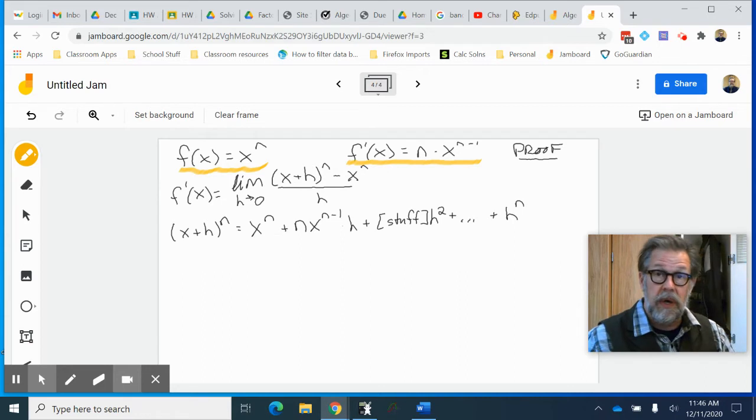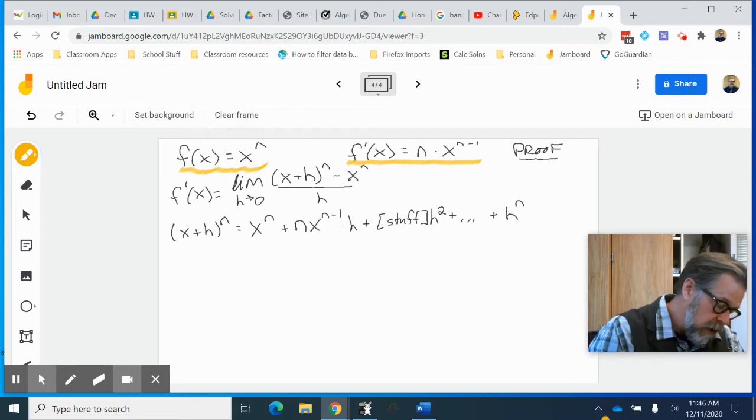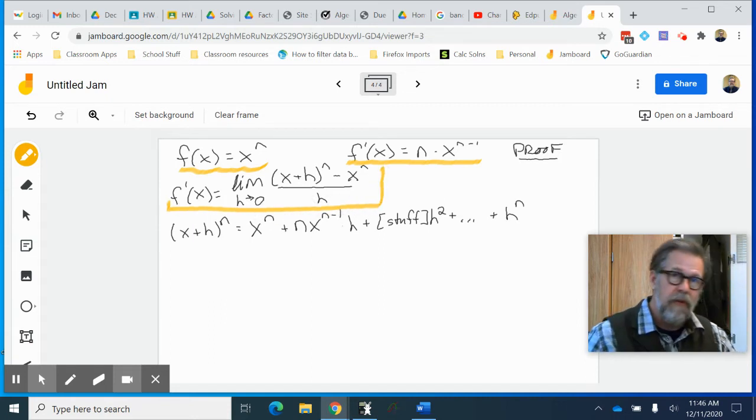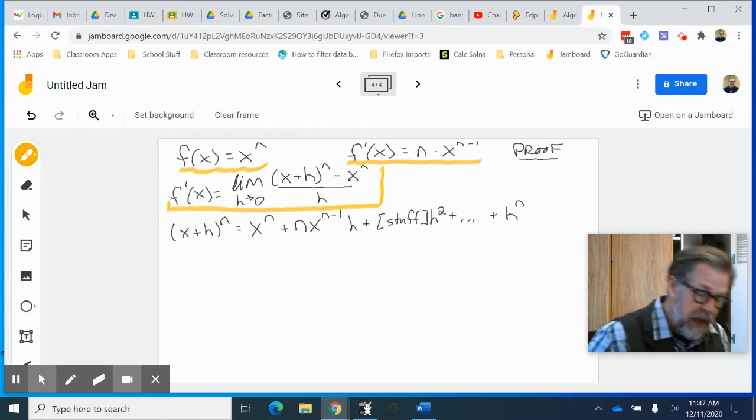So first thing we're going to do is say, well, the definition of derivative says that the derivative is the limit as h goes to 0 of that difference quotient, x plus h to the n minus x to the n divided by h.